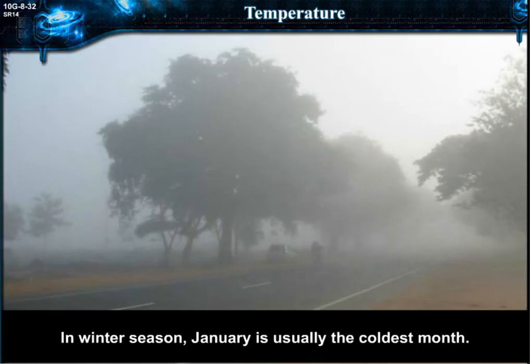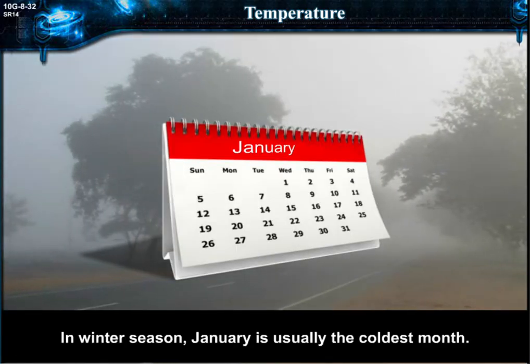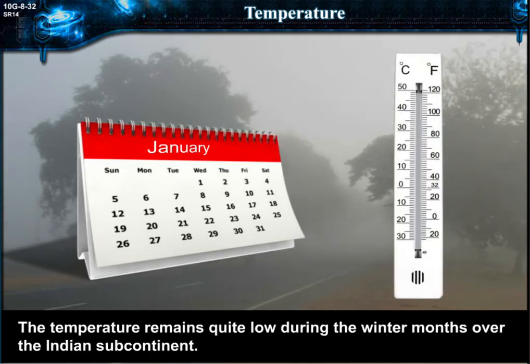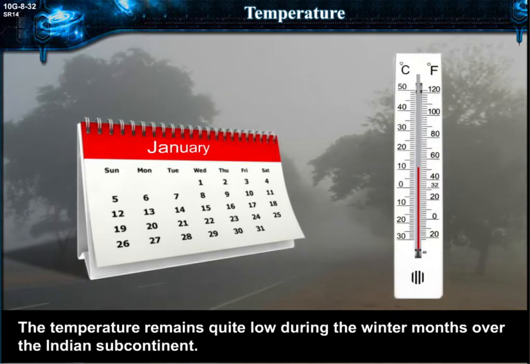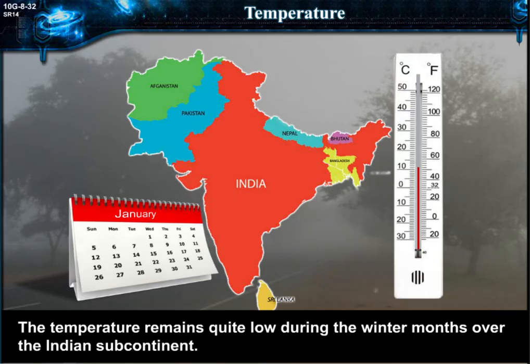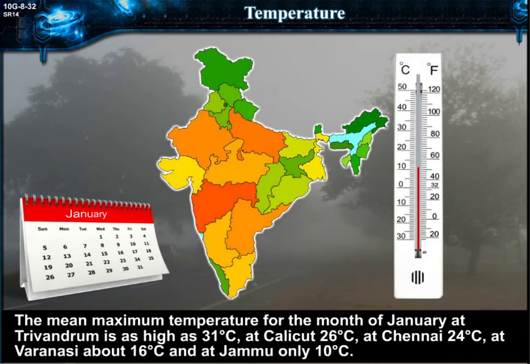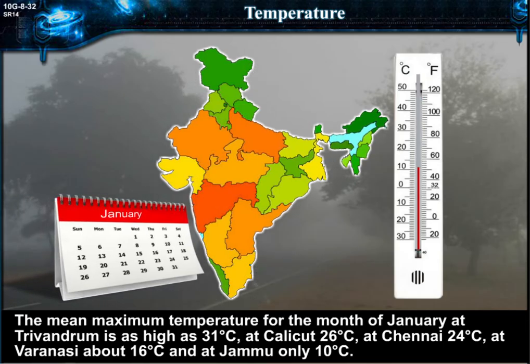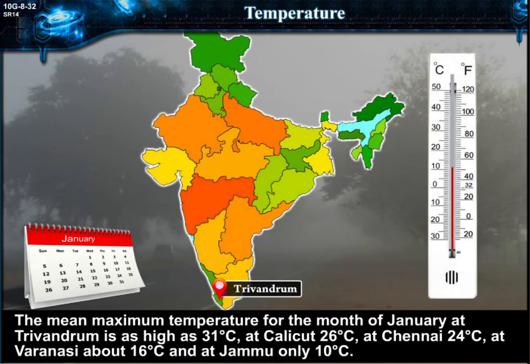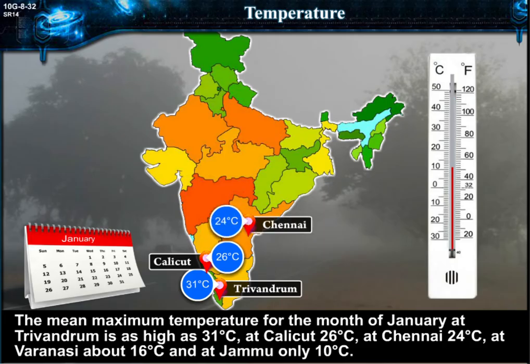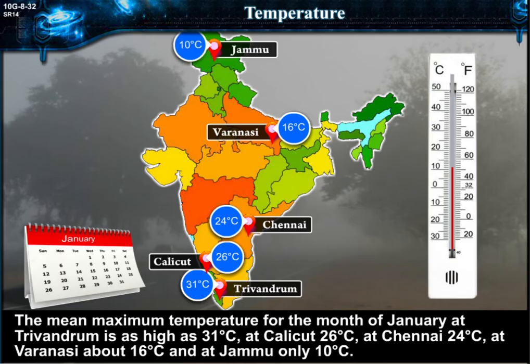Temperature. In winter season, January is usually the coldest month. The temperature remains quite low during the winter months over the Indian subcontinent. The temperatures decrease from south to north. The mean maximum temperature for the month of January at Trivandrum is as high as 31°C, at Calicut 26°C, at Chennai 24°C, at Varanasi about 16°C, and at Jammu only 10°C.